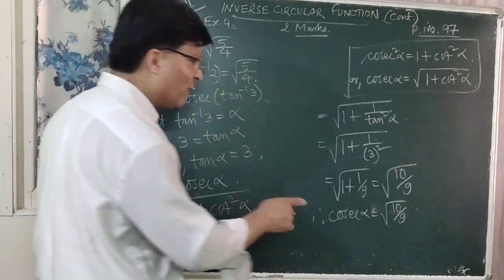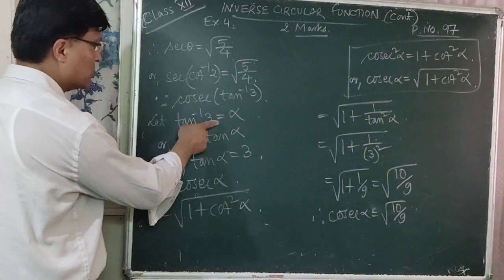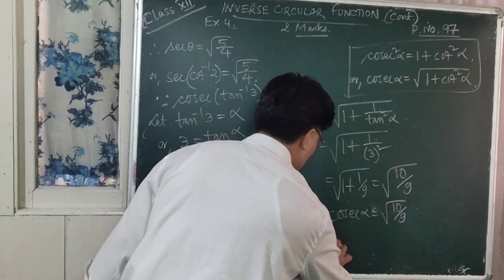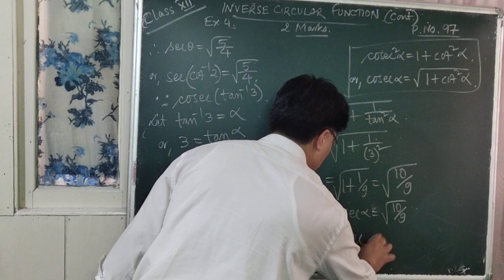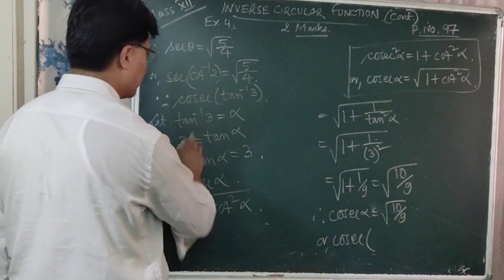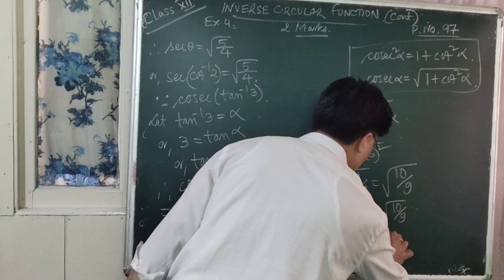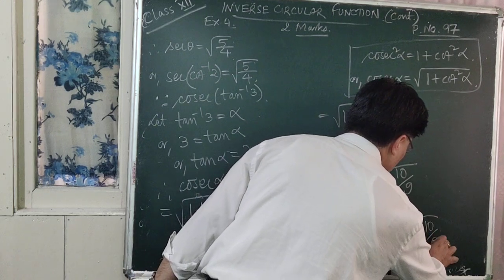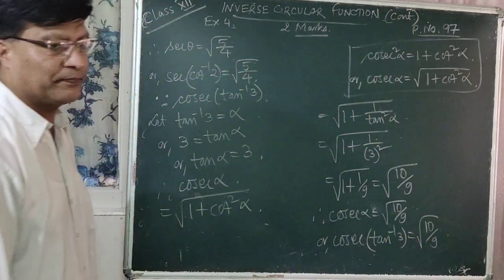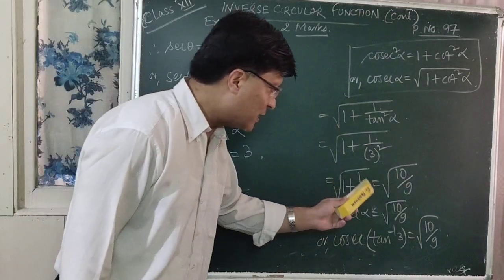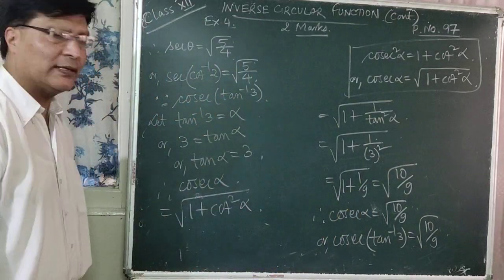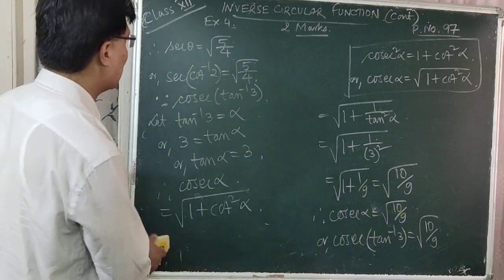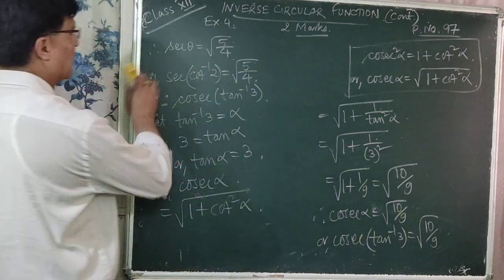But what was alpha actually? This alpha was assumed as tan inverse 3. So cosec within bracket, what is alpha? It is tan inverse 3. Tan inverse 3 is equal to within root, this is 10 upon 9. So root over 10 by 9 is the value of cosec tan inverse 3. Okay. So now write down LHS, left hand side.